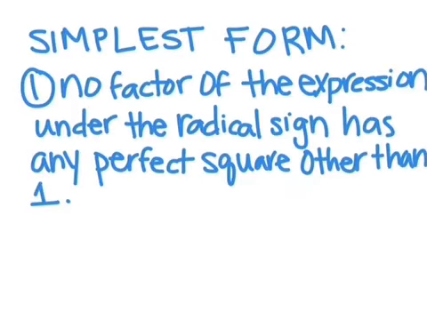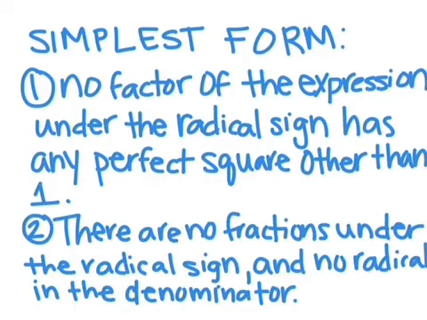A radical expression is in simplest form when it follows two rules. The first is that no factor of the expression under the radical sign has any perfect square other than 1. So if there's a 4 or a 9 or a 16 or any other perfect square under the radical sign, it is not in simplest form. The second rule is that there are no fractions under the radical sign, and there's no radical sign in the denominator of any of the fractions in the expression.